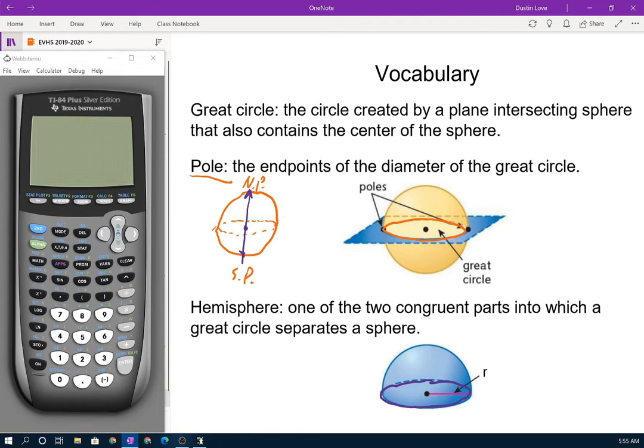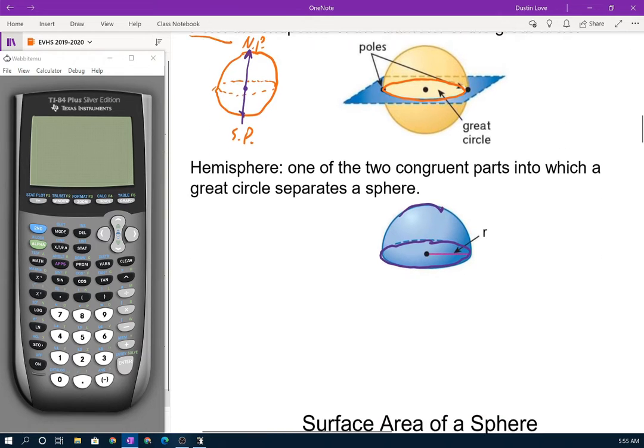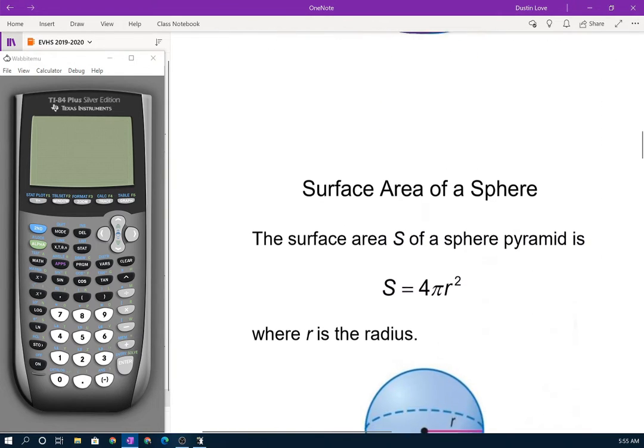Great circles are very important for things like navigation and aviation because the shortest distance between two points on a globe is not necessarily a straight line when you have to follow the surface of the globe because you have to go around like this. The shortest distance is actually along a great circle. So if you ever get into aviation, you might get into great circles quite a bit.